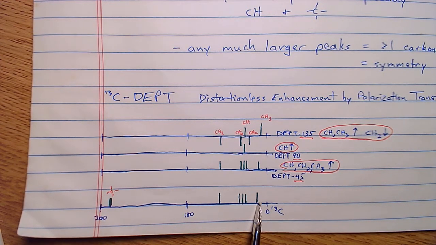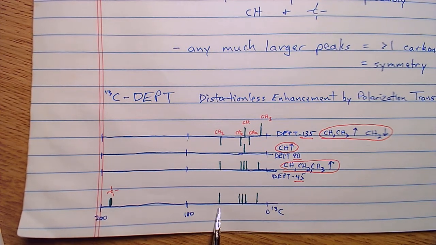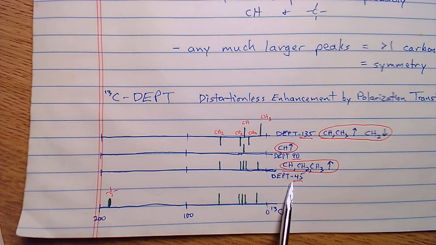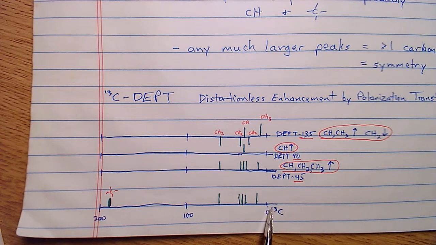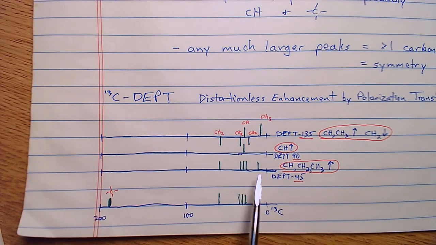Without any more information, we can say yes, carbonyl, most likely a carbon bonded to oxygen, and 1, 2, 3, 4, 5, 6 carbons. We can say that. The DEPT 45 spectrum is just like the normal carbon-13 spectrum, except it does not show quaternary carbons. It does not show carbons with no hydrogens on them.